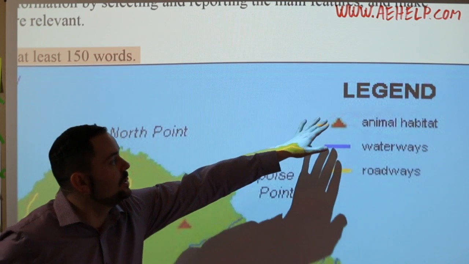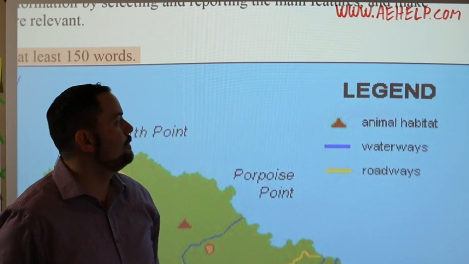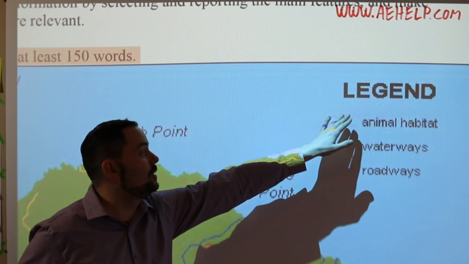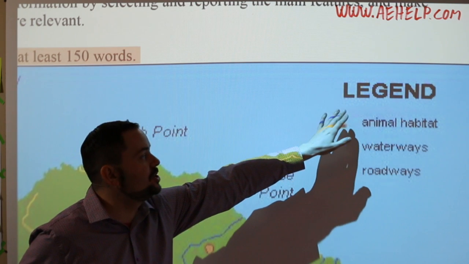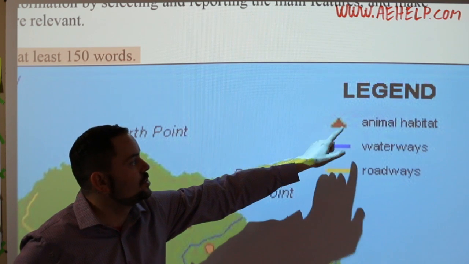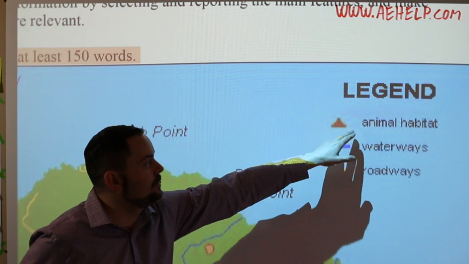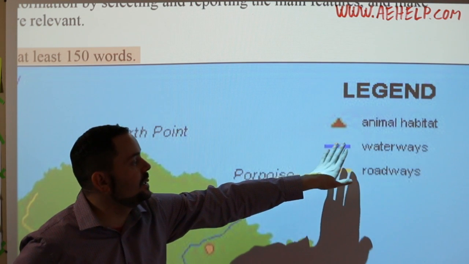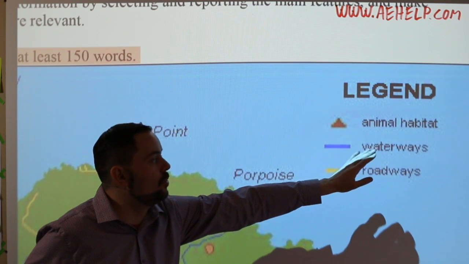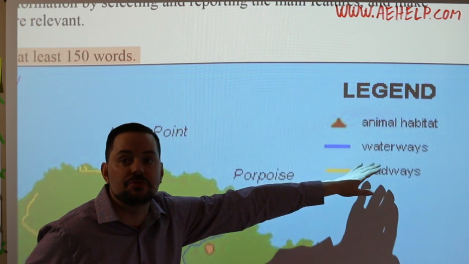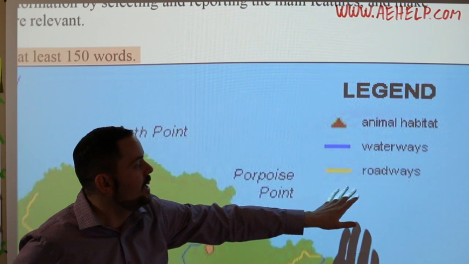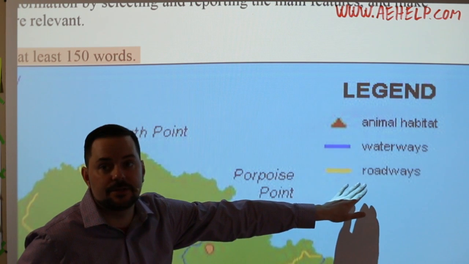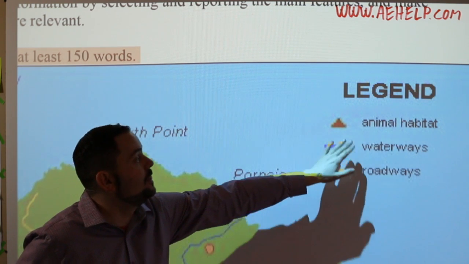Okay, so this is the legend. When you see a map, maps include a legend. The legend is the definition of the symbols. So here you have a triangle. That means it's animal habitat. That's where animals can be found. The blue lines indicate waterways. So there we're talking about rivers, streams, creeks, and so forth. And then the yellow lines indicate roadways. Okay, so that's the legend.